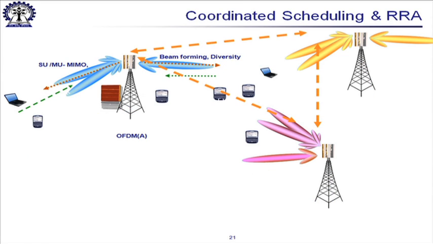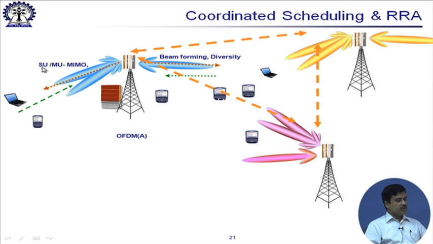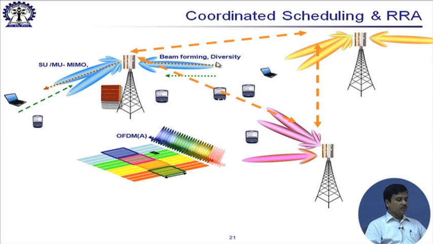The next important thing, which is an extension of the earlier methodology, is coordinated scheduling with RRA, radio resource allocation, which uses all the previous techniques, single user and multi-user MIMO, beamforming, diversity, along with which the radio resource allocation, that is the time-frequency grid, is also combined in the resource allocation problem along with MIMO, and the joint resource allocation problem is solved. This is a typical state of the art used in present-day communication systems.